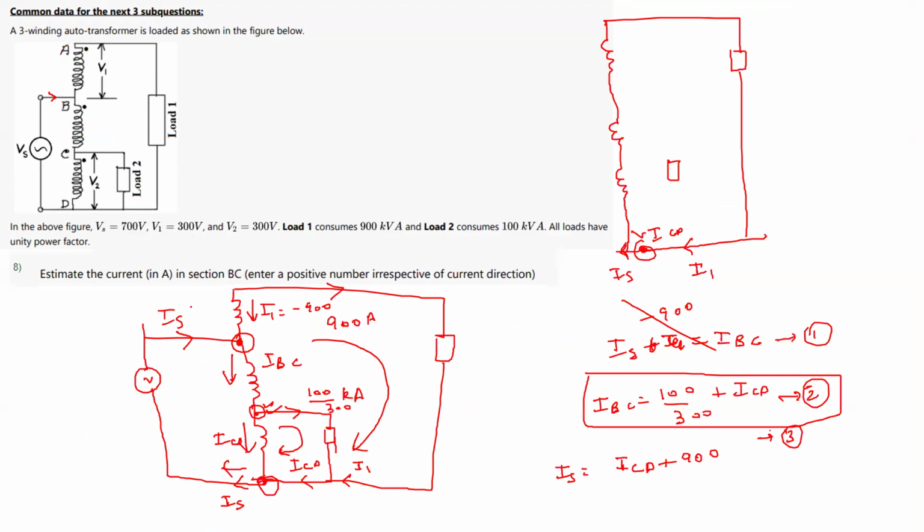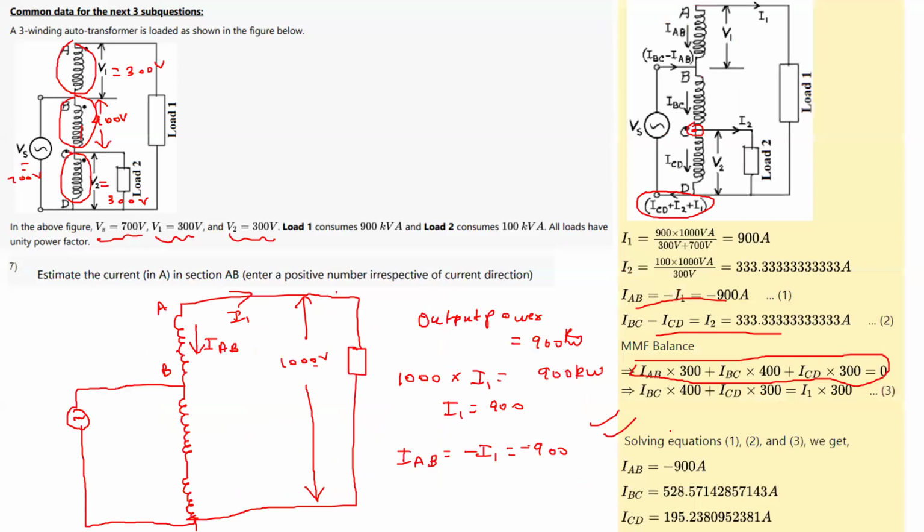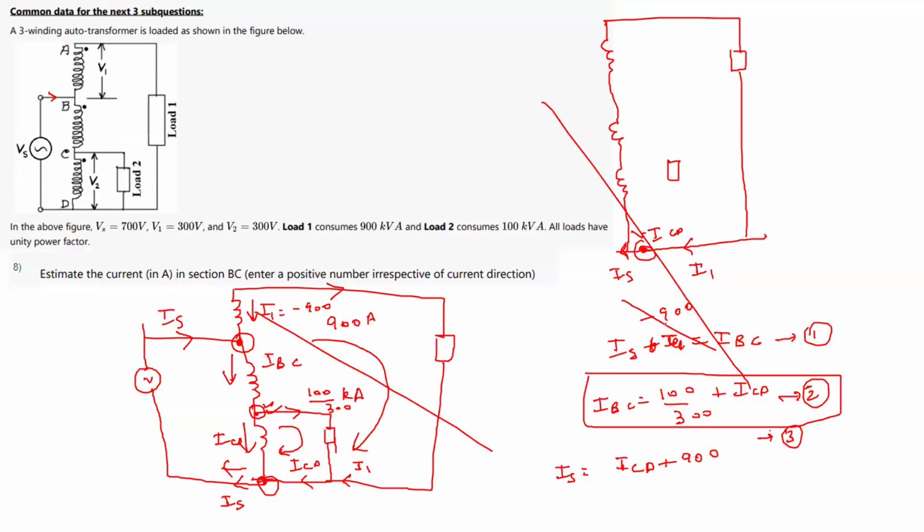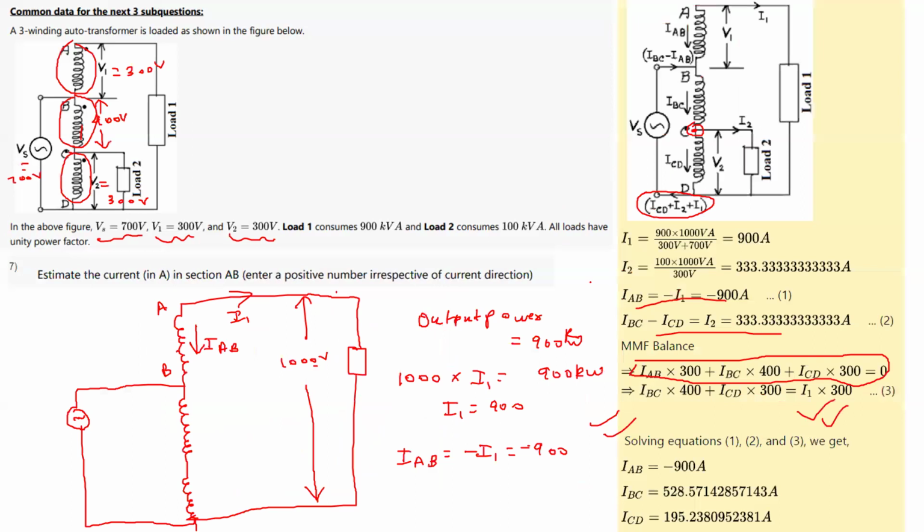BC, CD. So I prefer you not follow this way, you follow the other way only. This is a very simple way and looks very nice. This one is a little bit tricky, it becomes a little bit hectic. So you do it like this.